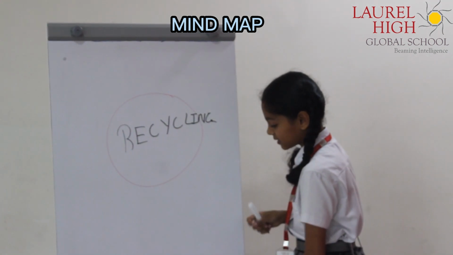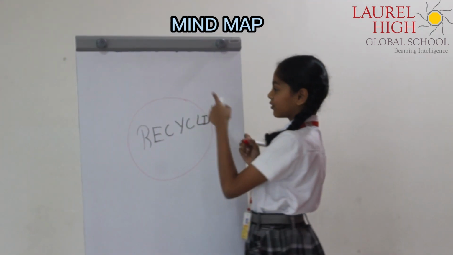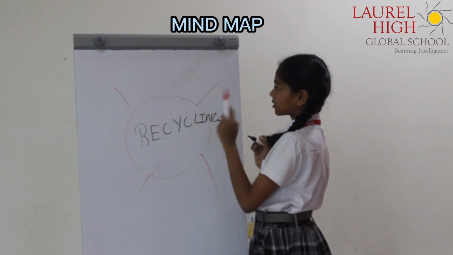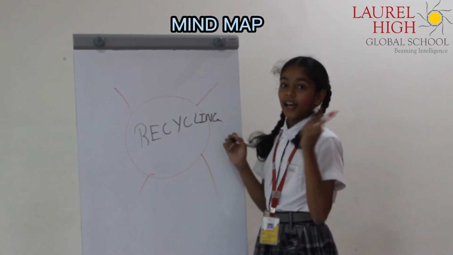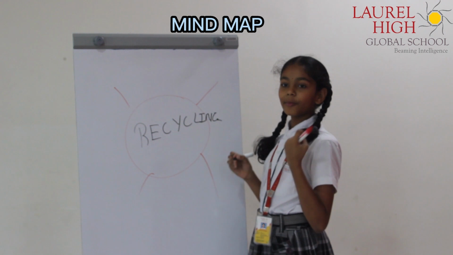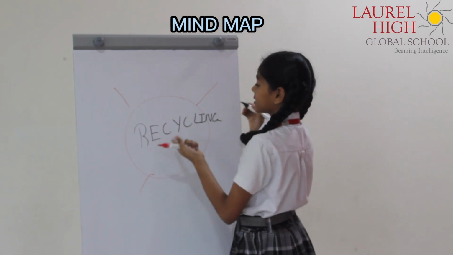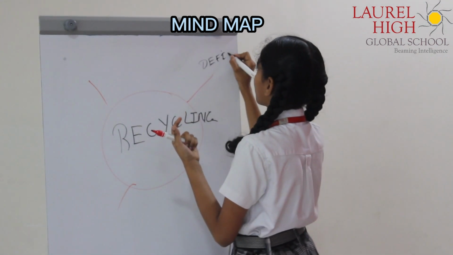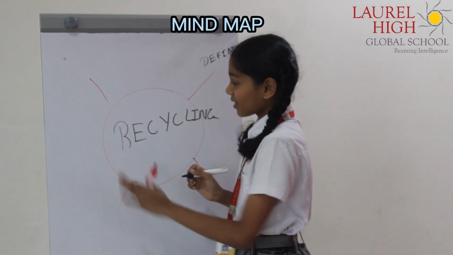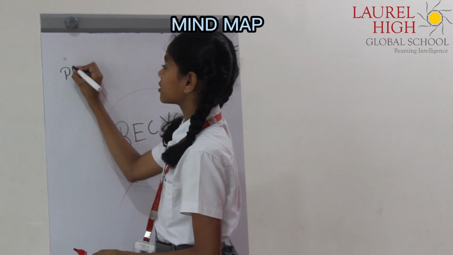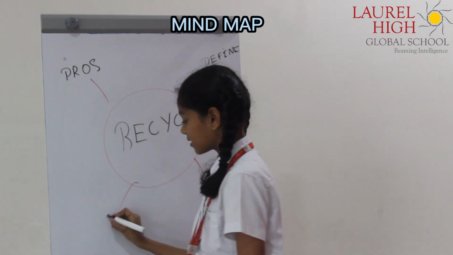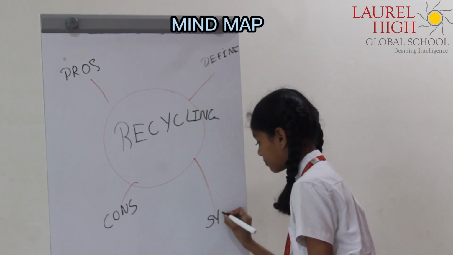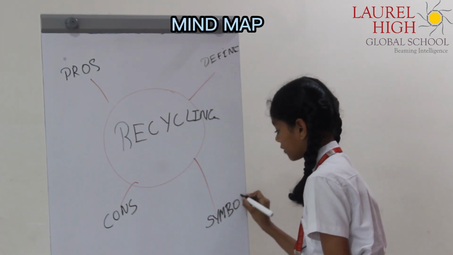So, the second step is that you just need to draw some lines for it in this way, as I am drawing four. And write your subtopics on top of it related to your topic. As my topic is recycling, I am writing my subtopics. Definition of recycling is my first subtopic, and pros of recycling, cons of recycling, and symbol at last. I am writing the symbol of recycling.